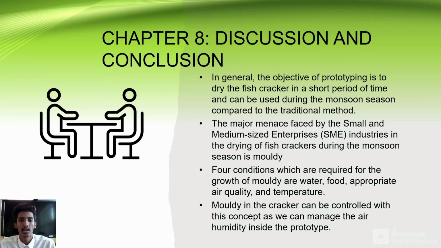Now, the major issue faced by small and medium-sized enterprises or SME industries in the drying of fish crackers during the monsoon season is mold. Mold needs 4 conditions to grow, which are water, food, appropriate air quality, and temperature. And mold in the crackers can be controlled with this concept as we can manage the air humidity inside the prototype.